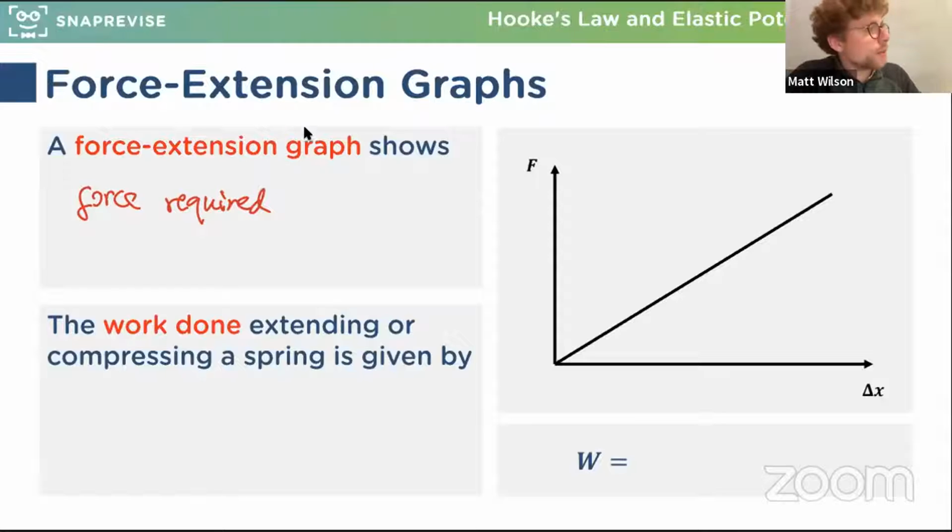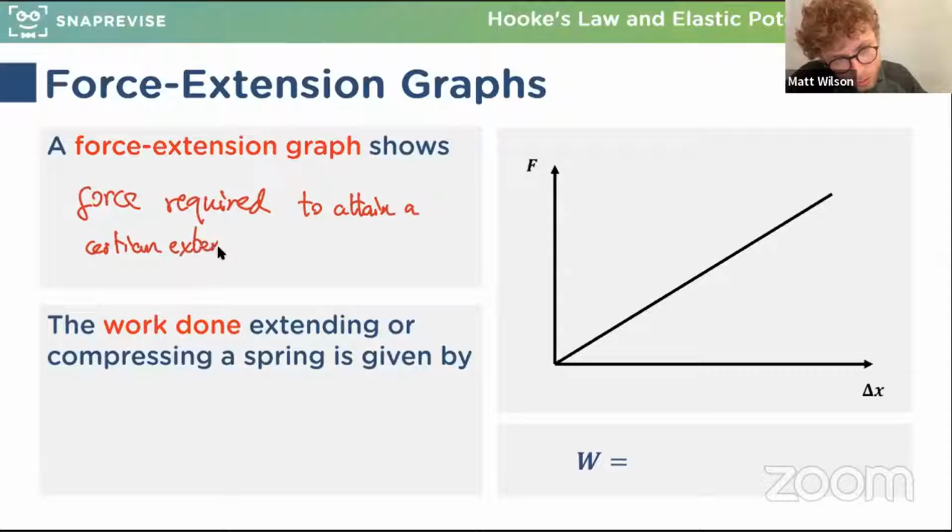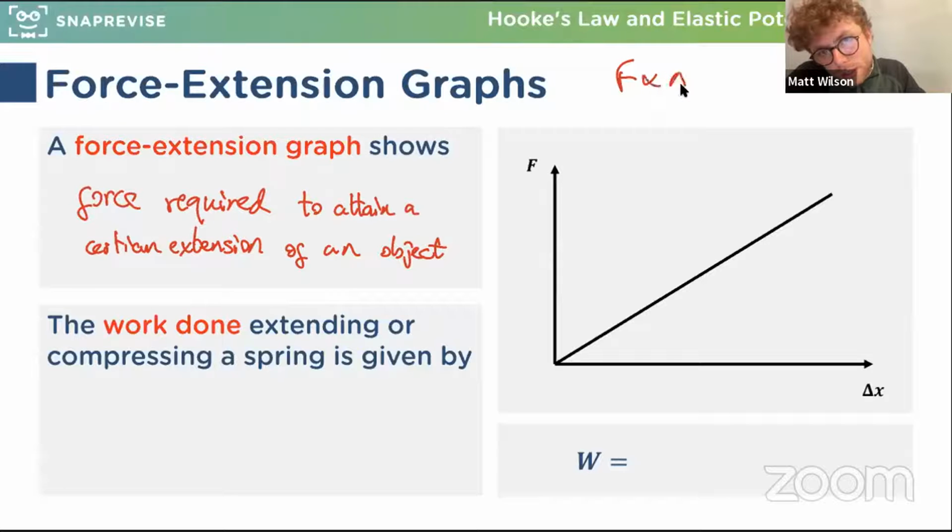Force required to attain a certain extension of an object, typically a spring. So remember we had this law: force is directly proportional to change in x. In other words, F equals K delta X.